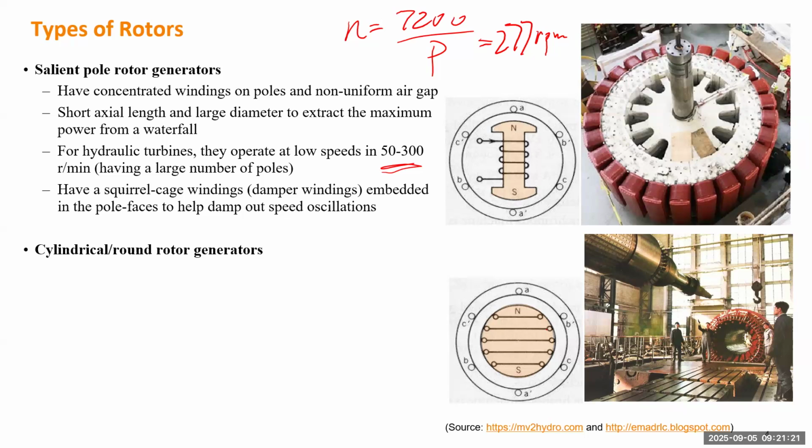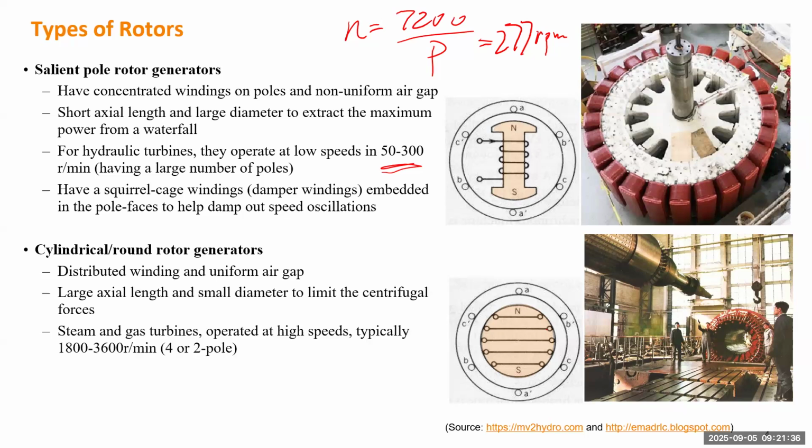So you can see this is a round rotor. It's fitting into this stator. The diameter is much smaller and the axial length is much bigger. So usually the round rotors are used for steam and gas turbine generators operated at much higher speed. For instance, if you consider 2 poles or 4 poles and use this formula, the speed will be from 1800 to 3600 revolutions per minute. Okay, so it's much higher than the salient pole rotor generator.